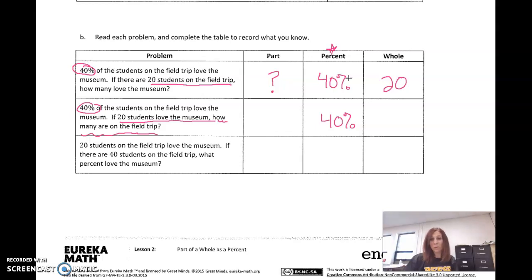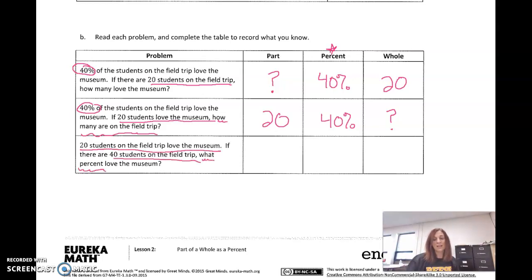So I don't know the whole, but I know that the part, 20 out of the total number, which represents 40%, love the museum. And finally, 20 students love the museum. There are 40 students on the trip.